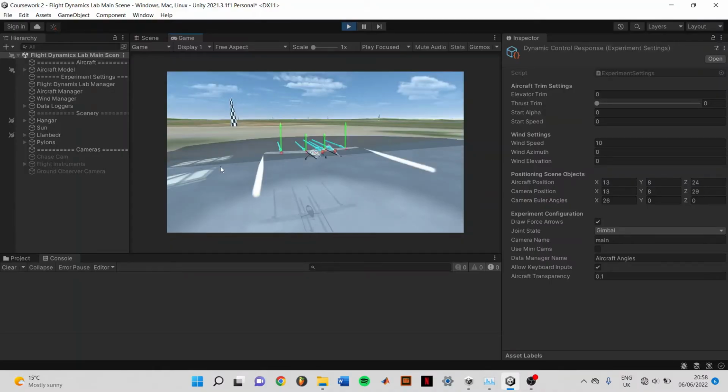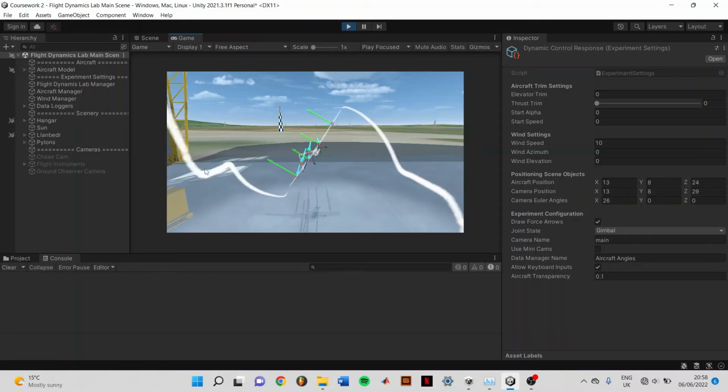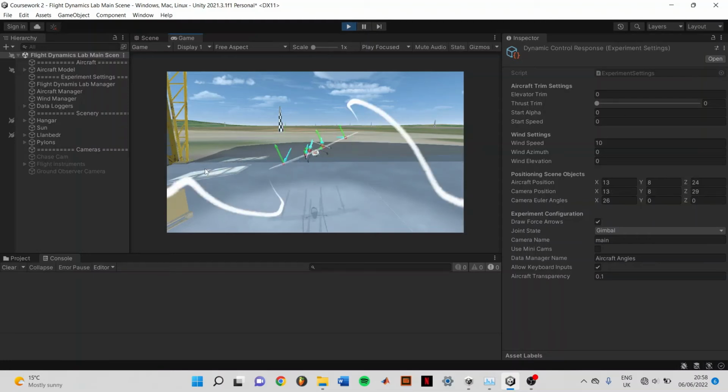So with the dynamic control response, the right keyboard arrow initiates a right roll of the albatross. The left keyboard arrow initiates a left roll of the albatross, with the downward arrow initiating an upwards pitch and the upwards arrow initiating a downwards pitch.